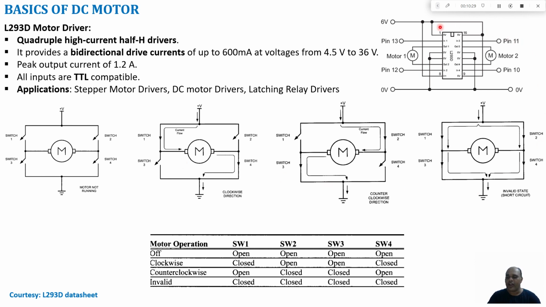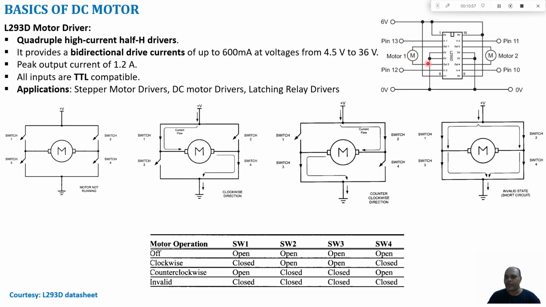Here I show a typical connection diagram of how this L293D can be connected. Two motors can be controlled using a single L293D IC. Pin 13 and pin 12 will be coming from your microcontroller. So I can have a logic of 0, 1 or 1, 0. If it is 0, 1, the motor will rotate in one direction. If it is 1, 0, it will rotate in the opposite direction.